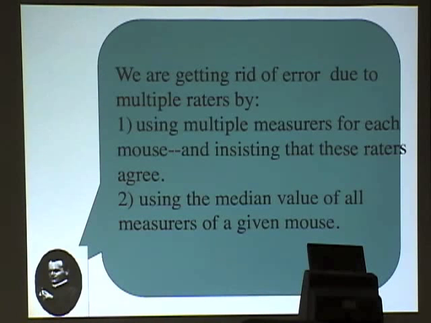And in one case, we did have 3 people rather than 2. So most of the time, it doesn't matter. Mean, median, if you have 2, it's the same. But 3, we're going to use the median. So that's how we're getting rid of the error due to multiple raters, at least some of it.